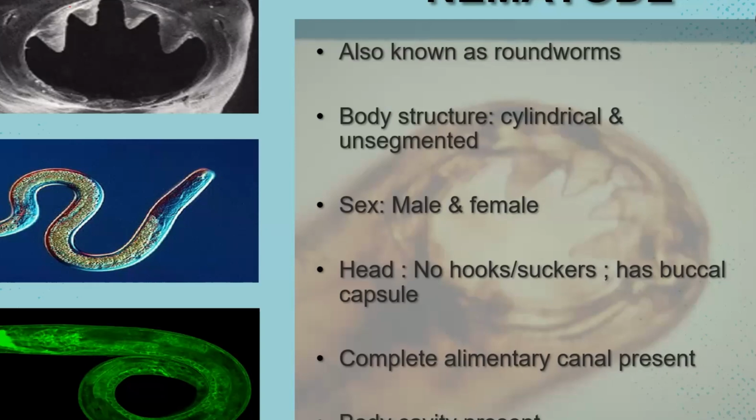Okay. Next organism is nematode, also known as roundworms. The body structure is cylindrical and unsegmented. Sexes are separate, male and female. The head has no hooks or suckers, but has a buccal capsule. A complete alimentary canal is present and a body cavity is present.